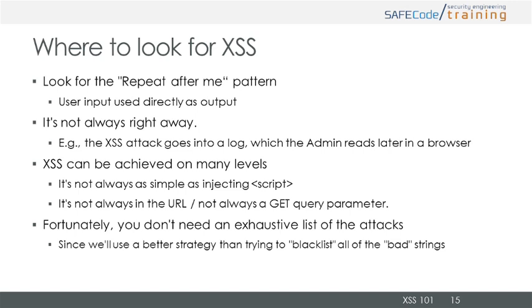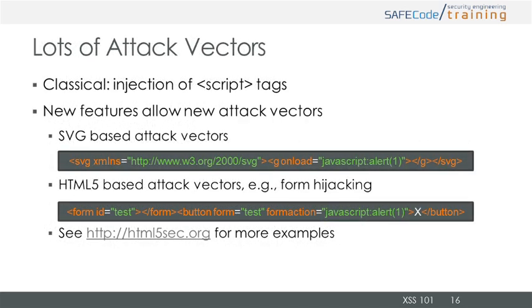Parameters sent via HTTP POST are just as liable to be repeat-after-me as something that comes from a GET. Fortunately, you don't need to remember an exhaustive list of attack patterns when developing your web application, since we will use a better strategy than trying to blacklist all of the bad things. One thing to consider, however, is that there are many attack vectors for cross-site scripting, and it's just not the classical tags via URL parameters or form fields. Cross-site scripting can happen wherever user input is included in the website served to the victim. Again, there is no exhaustive list of attack vectors, and new technologies constantly introduce new possibilities to conduct cross-site scripting.